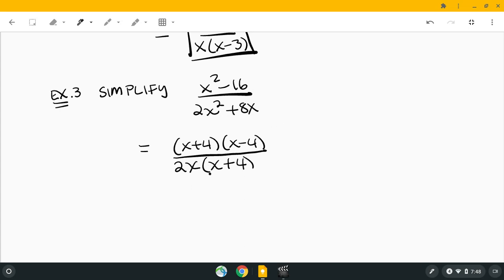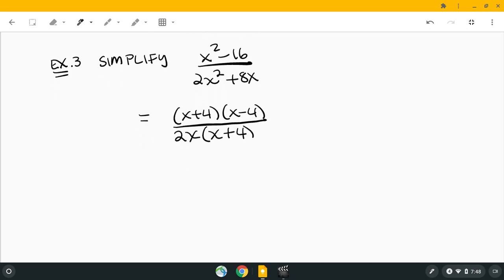2x times x is 2x squared. Check. 2x times 4 is 8x. Check. Okay. And then here, I can cancel out those. Okay. So my answer is x minus 4 over 2x.